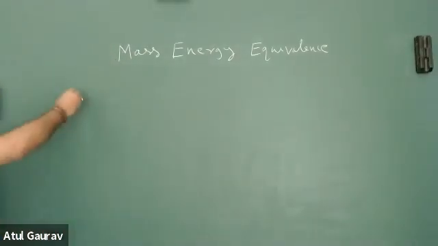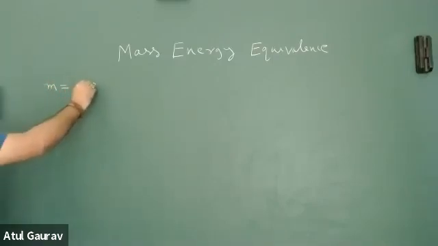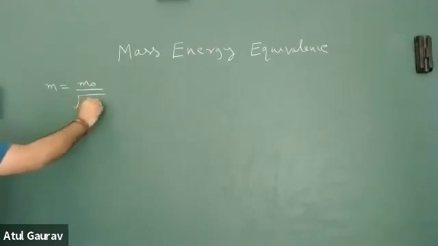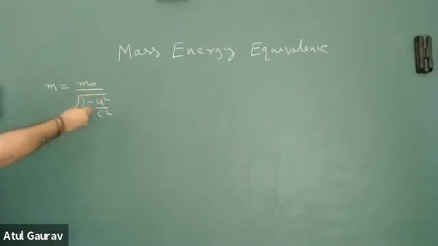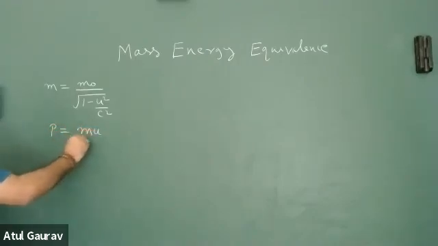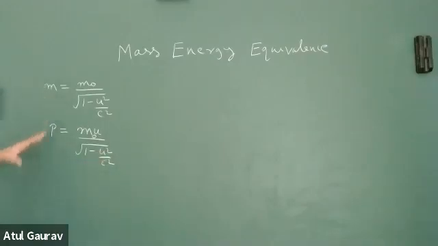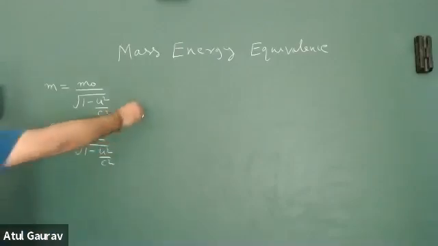In the last class, we have seen that mass m is equal to m naught divided by root under 1 minus u square by c square. This u is the relative speed of the mass with respect to the observer, and m naught is the rest mass. And we have momentum P equal to m naught u divided by root under 1 minus u square by c square. I gave you one exercise to do, which is quite simple. So what you will get?